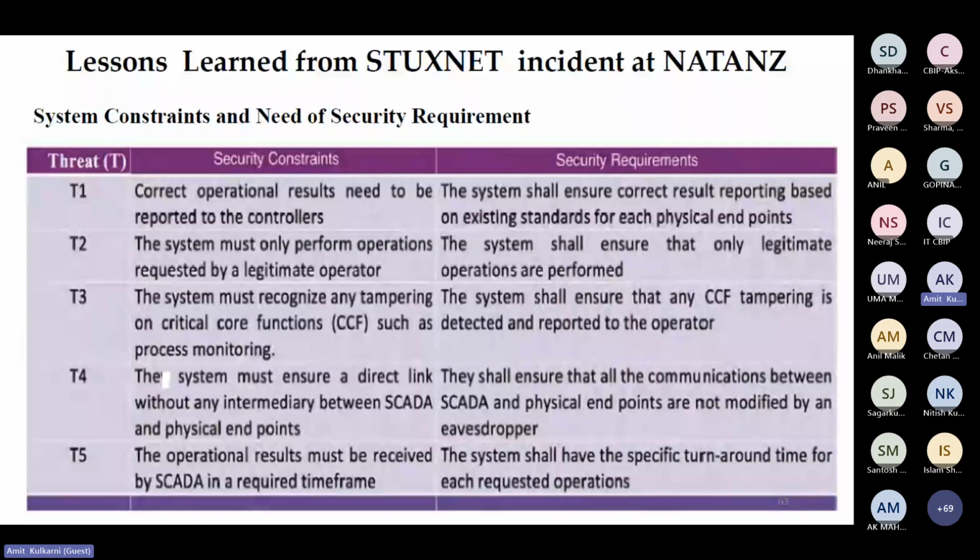So what were the security constraints observed, and what are the lessons learned? What should have been done in such cases? The first one is operational results.